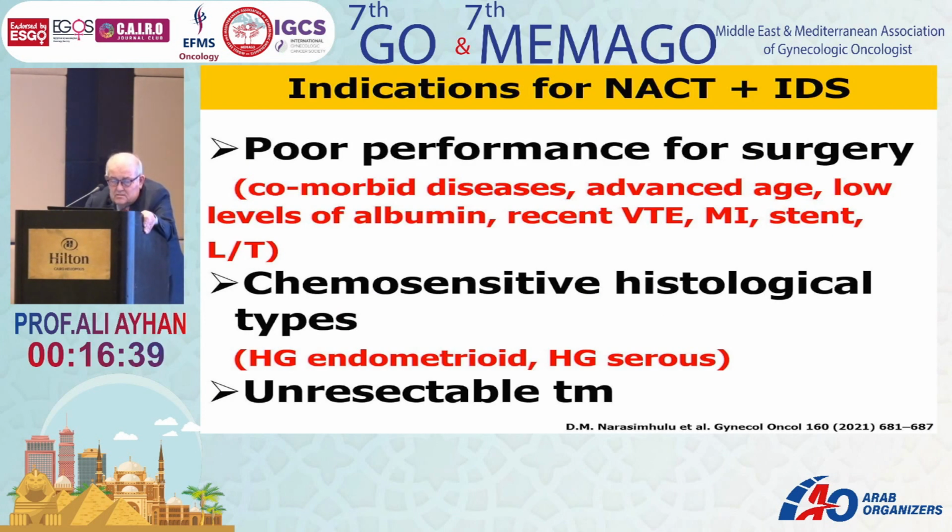What are the indications? Poor performance of surgery, comorbidities, advanced stage, low level albumin, and recent venous thromboembolism, and MI also. Another important one is chemosensitive histologic type. As you know, high-grade endometrioid and high-grade serous tumors are available for the neoadjuvant chemotherapy. Other histotypes have limited benefit. And also, finally, unresectable tumors.